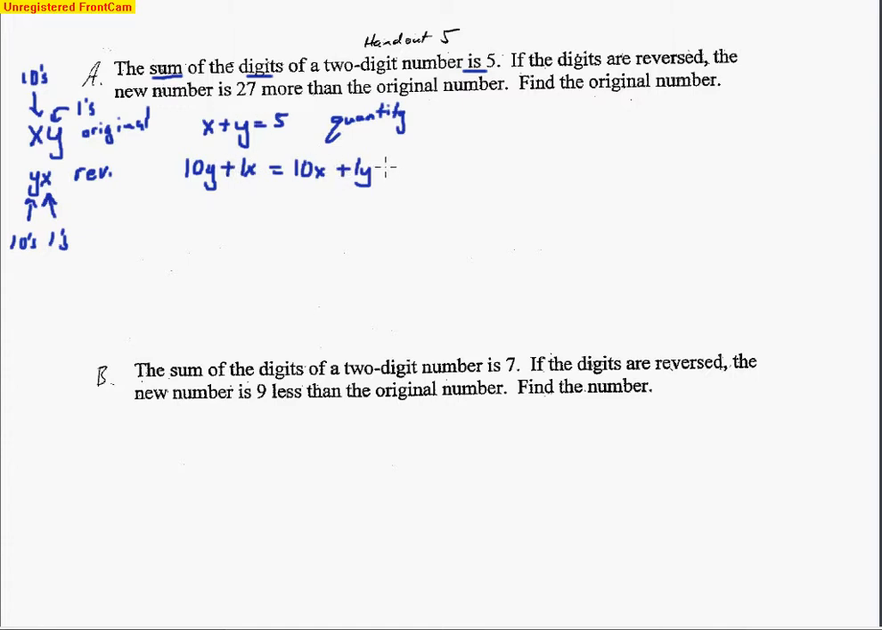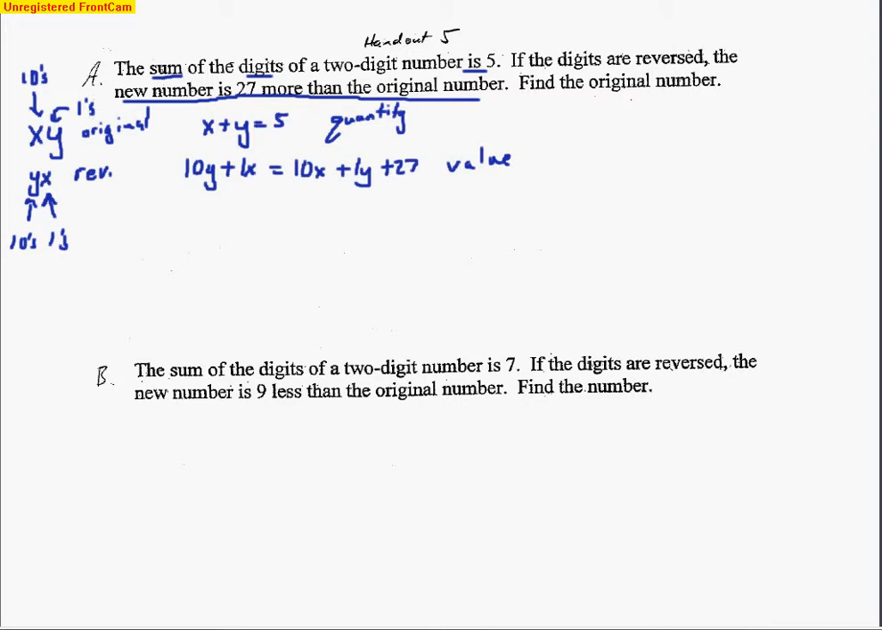So let's just add 27 to the original number, because it says the new number is, let's underline that part, the new number is 27 more than the original. That's why I had to add 27 to the original so that they would equal. So this is our value equation. Now we've got our two equations.